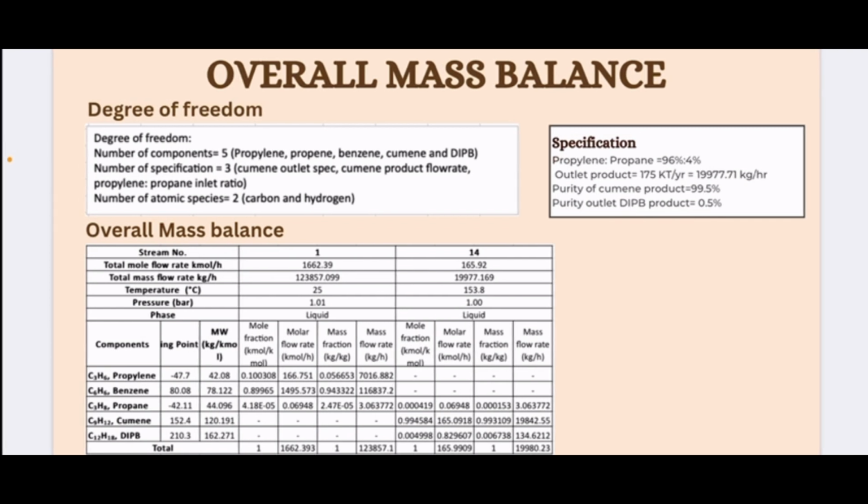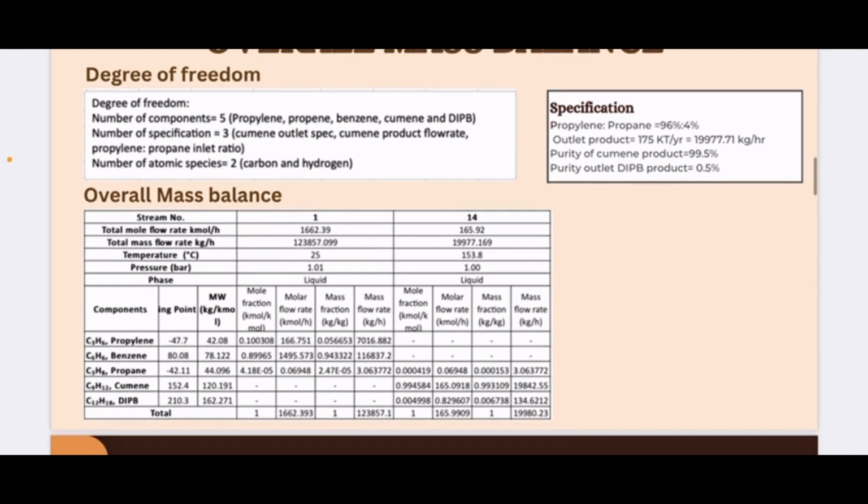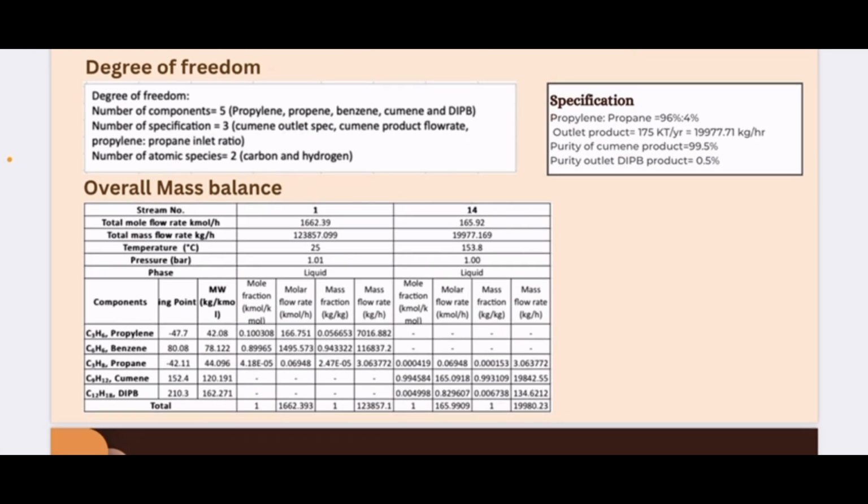We found out the inlet of our feed, which is propylene, benzene, and propane, as listed in the table below, and we use the specification to find out our final outlet.